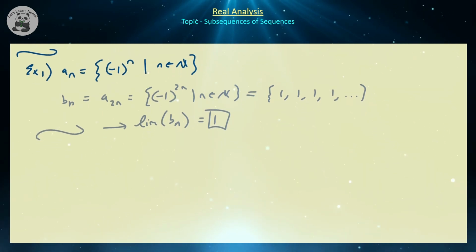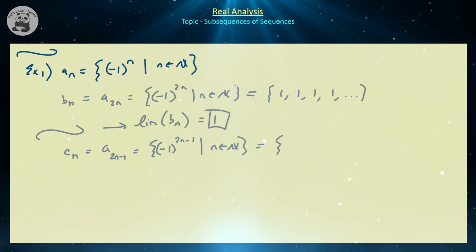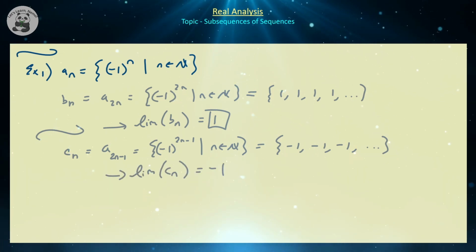So if our goal is to prove that the sequence An diverges, we need to find another sequence, let's call it Cn, that is going to converge to a limit that is not positive 1. So you can easily choose A(2n-1), so the odd values starting at 1 and so on. So it's going to be equal to (-1)^(2n-1), where n is in the set of naturals. So that's going to be equal to -1, -1, -1. So that's just another constant sequence, and it's very easy to see that its limit is -1.